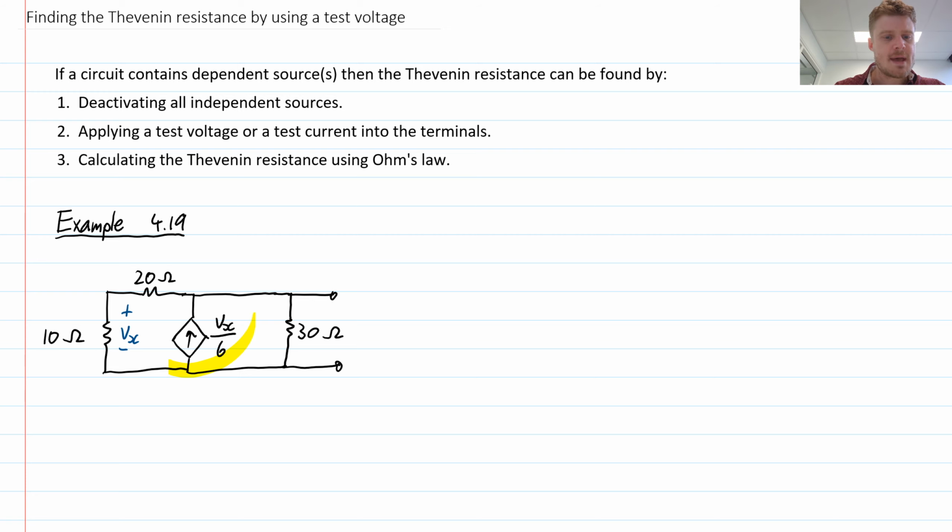We have a dependent source which is controlled by the voltage across this resistor. We'd like to analyze to find the Thevenin equivalent looking into this terminal here. So how can we actually do this? Well, step one is to deactivate the independent sources. And there are no independent sources in this circuit, so nothing to do.